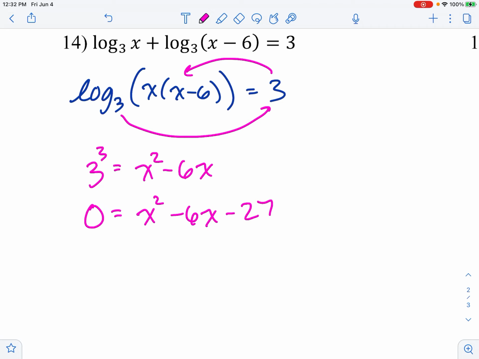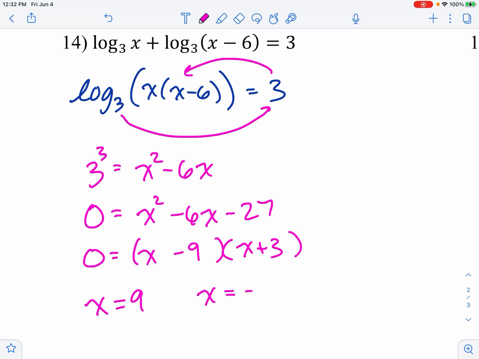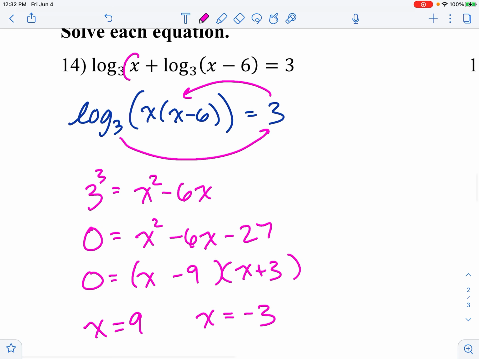Well, we know how to solve this. I'm going to factor, let's see, that's going to be minus 9, and that's going to be plus 3. So that's going to give me two answers. I'm going to get x equals 9, or I'm going to get x equals negative 3. But I cannot plug in negative numbers. Remember, we talked about the domain of our logarithm function being all positives. So this answer is extraneous. The only answer to this problem is x equals 9.